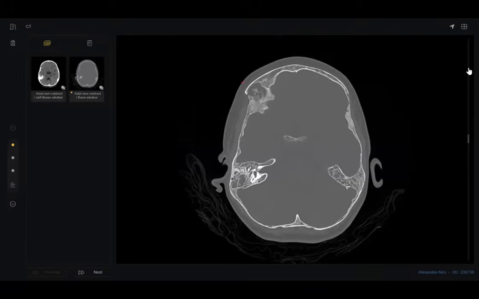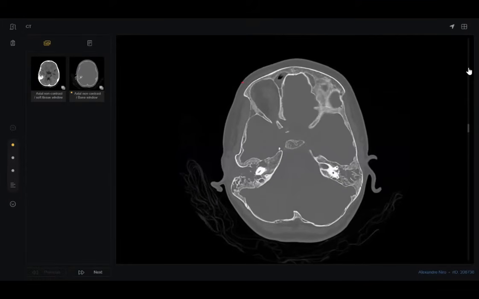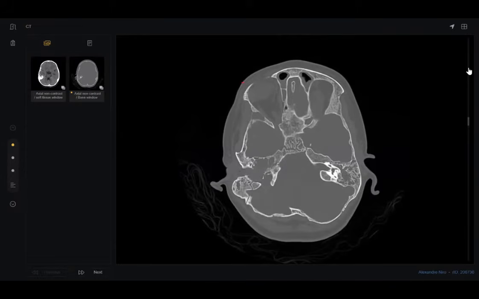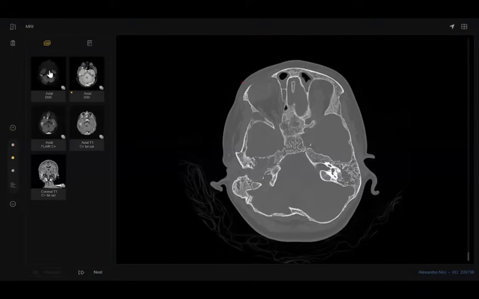So I want to evaluate it further with an MR to see any diffusion restriction and to further confirm it. If you want MRI, okay, I will give you. This is MRI.